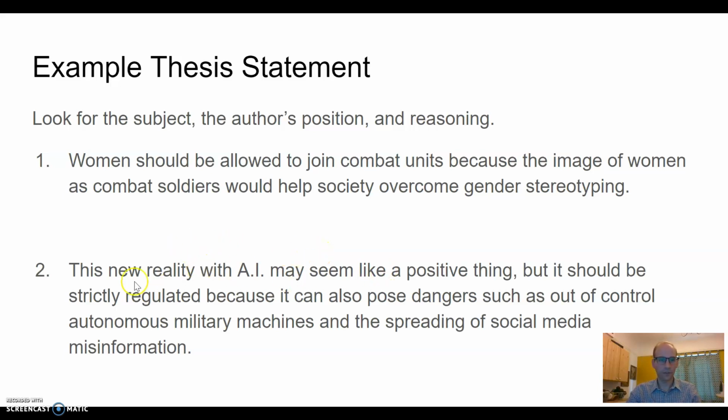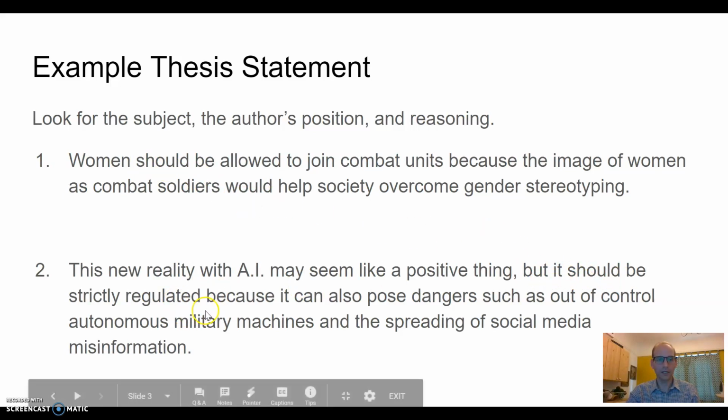So that's our first clause here. This new reality with AI, that's artificial intelligence, may seem like a positive thing, but it should be strictly regulated. Here we have our subject. We're talking about AI, artificial intelligence. And we have the author's position over here. Again, we have the word should, right? It should be strictly regulated.